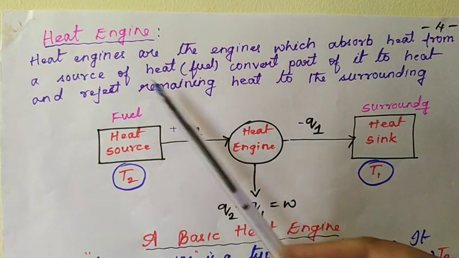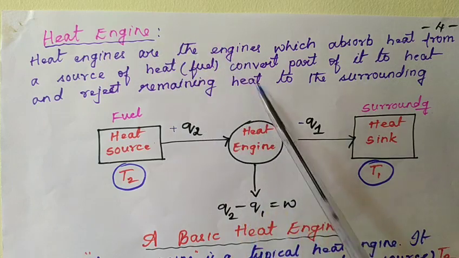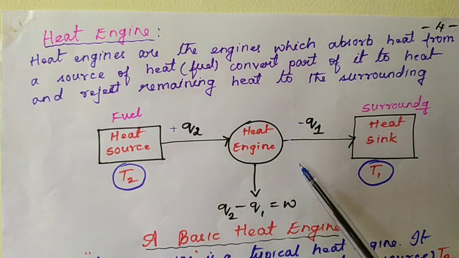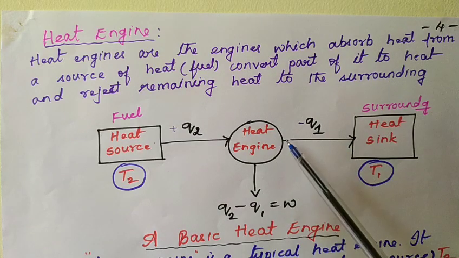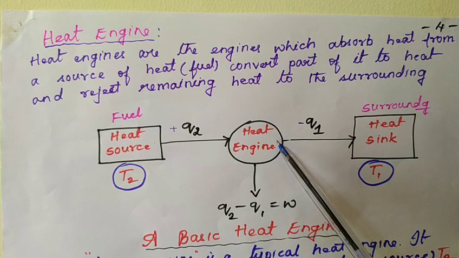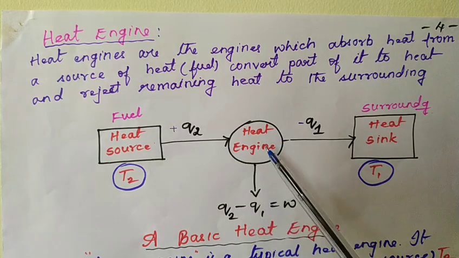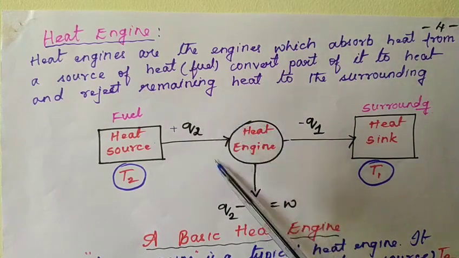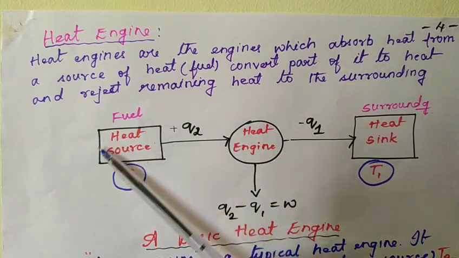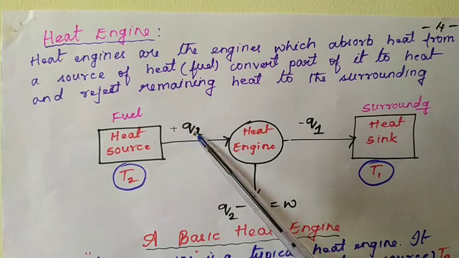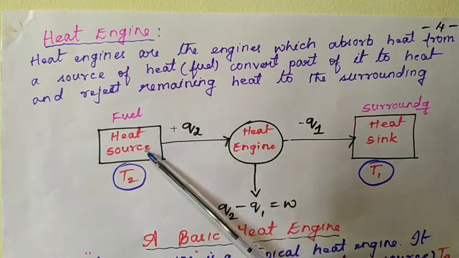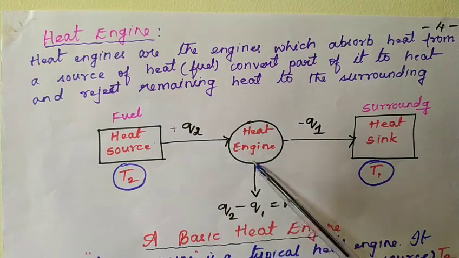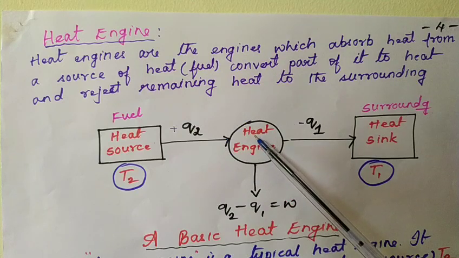Now let us understand what a heat engine is, because in the next topics I have to derive the efficiency of the Carnot cycle. Basically the Carnot cycle explains the efficiency of any heat engine. A heat engine absorbs heat from the source. Plus Q2 means the heat engine is absorbing heat from the source, whose temperature is higher, that is T2.